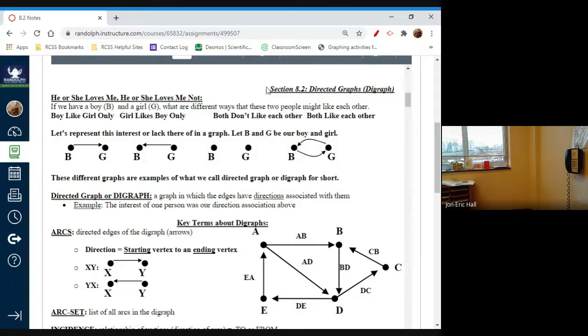Oh yeah, right here. You see this? This is what we're talking about. 8.2 directed graphs and digraphs. Top of the paper, highlighting. The first thing on your student notes.